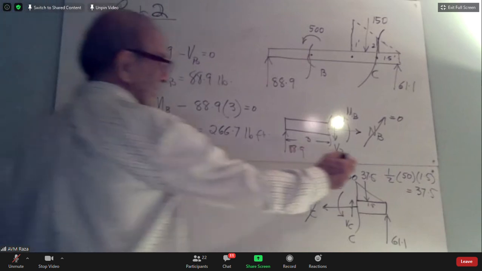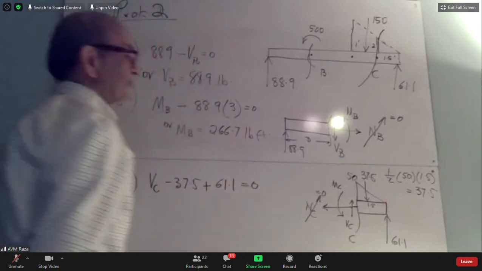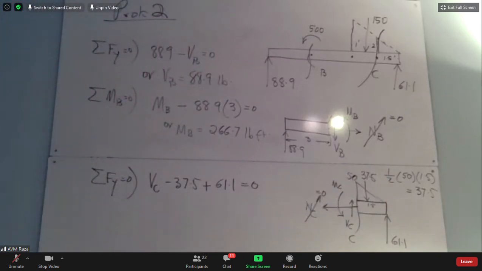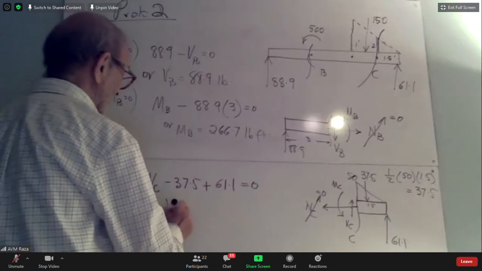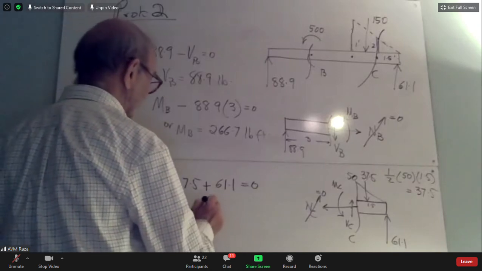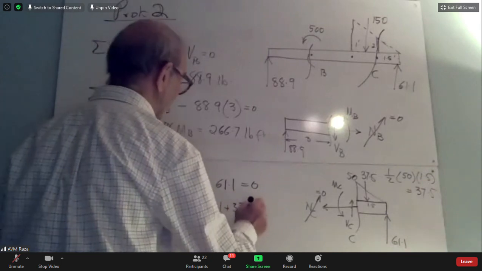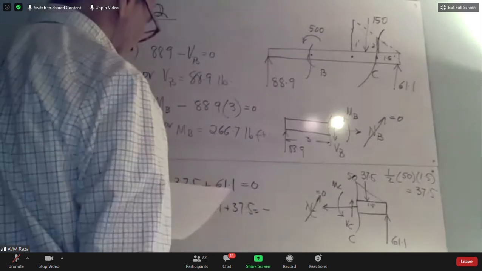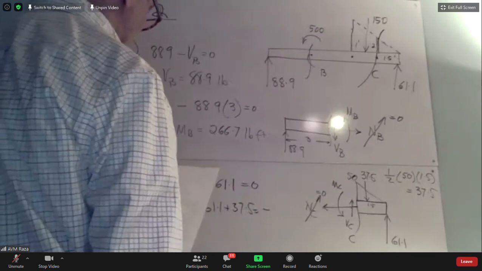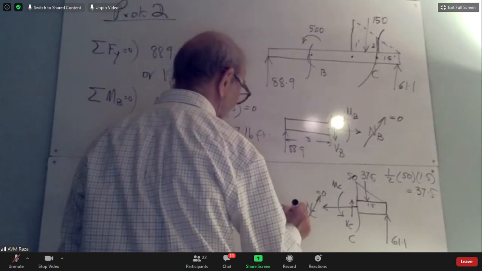And this really replaces the triangular distributed load. So as we have taken care of all the forces, therefore VC is equal to minus 61.1 plus 37.5, and it came out to minus 23.6 pounds.